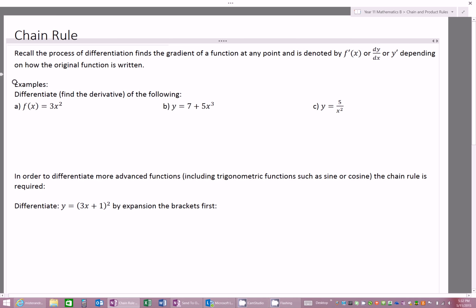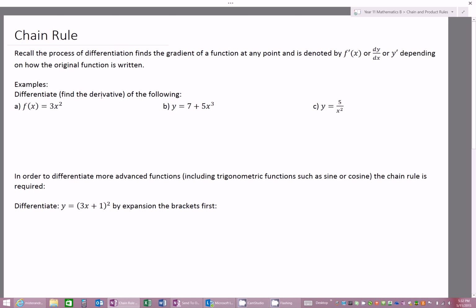Quick reminder about differentiation. The process of differentiation finds the gradient of a function at any point, and it's got 3 different representations: f dash of x, dy dx, or y dash. They're all the same, just different notation depending on how the original function is written. So you need to be familiar with all of the types. And just as a review, let's see if you remember how to differentiate these 3. So pause this and differentiate the 3. Alright, we'll see how you went.